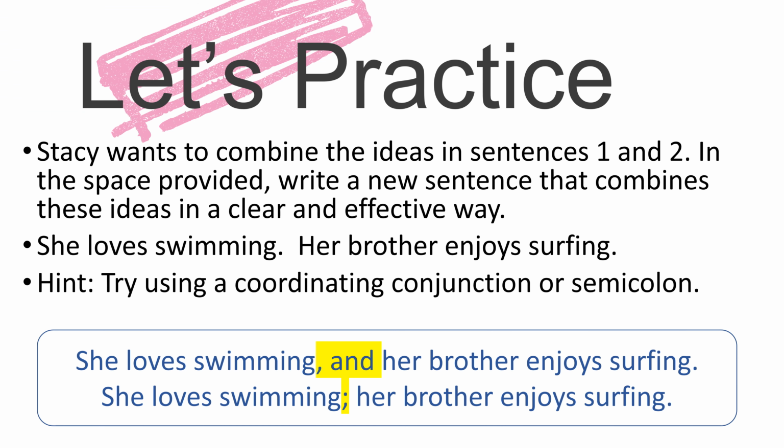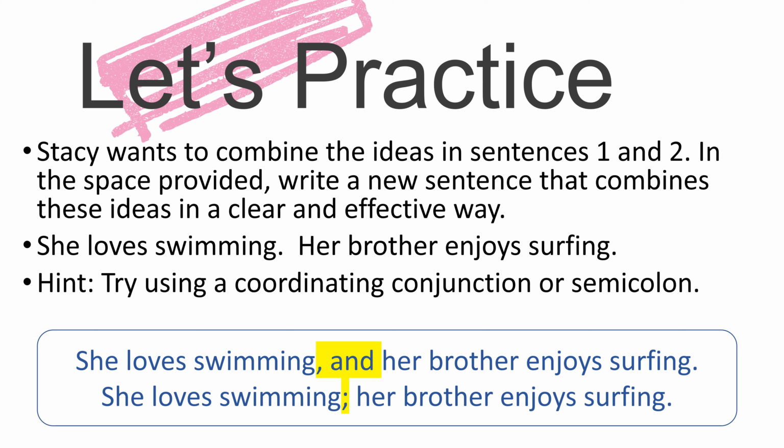Let's practice combining sentences. Stacy wants to combine the ideas in sentences 1 and 2. In the space provided, write a new sentence that combines these ideas in a clear and effective way. Sentence 1, she loves swimming. Sentence 2, her brother enjoys surfing. Try using a coordinating conjunction or semicolon to combine these two sentences.